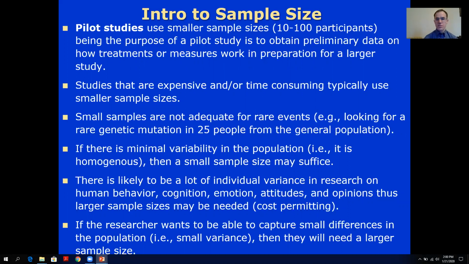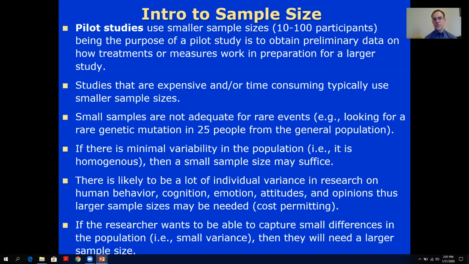Finally, if the researcher wants to be able to capture small differences in the population, small variances, then they will need a larger sample size. There might be instances where, with a large sample size, you may be able to tease out small changes in, say, blood pressure with exercise. You may have very small changes, but in order to detect those changes, you would need a very large population to do so. But again, small changes in blood pressure may have meaningful impact on one's health.